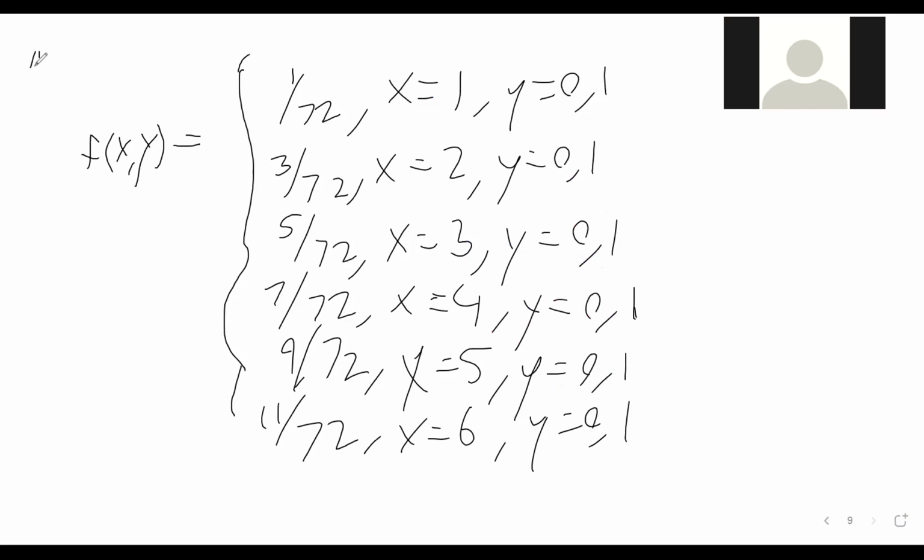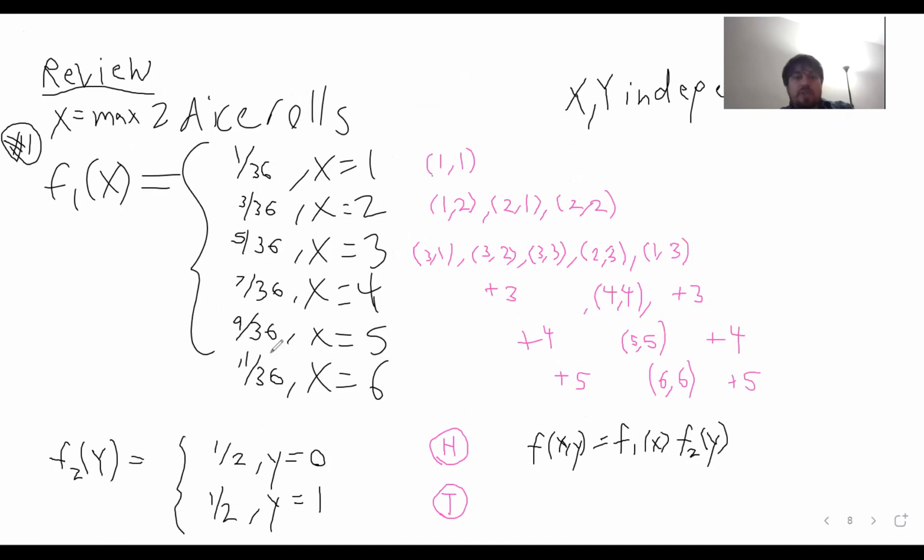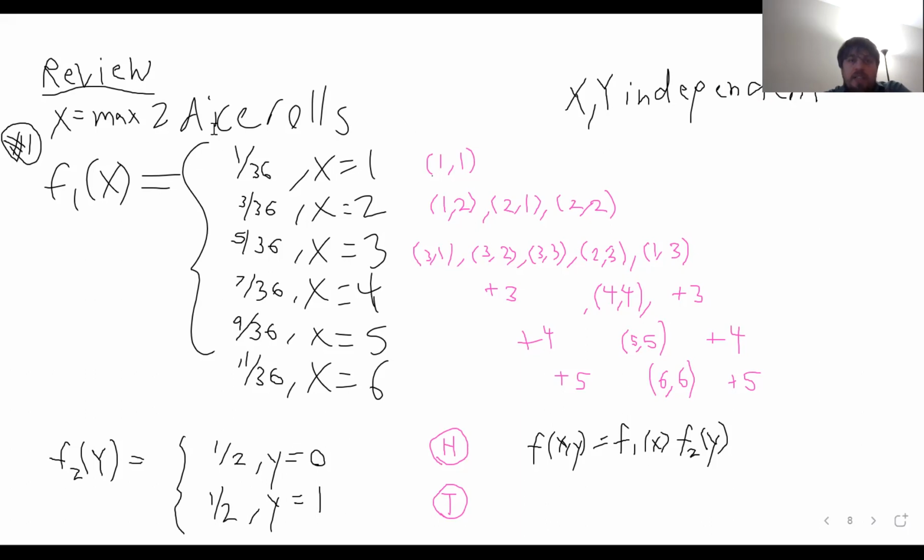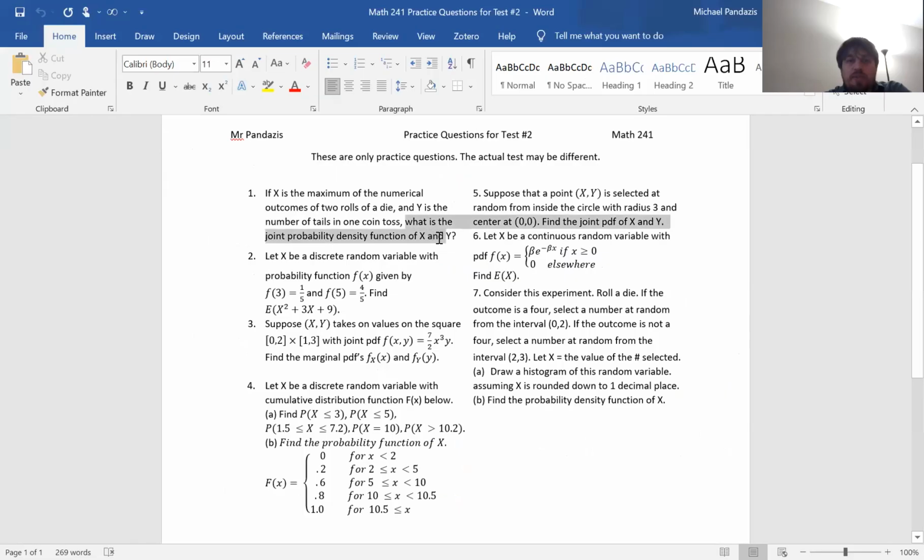Professor, how do you get 72 again? How do you get 72? It's 1/36 times 1/2. Okay, copy. And then 3/36 times 1/2, 5/36 times 1/2, and so forth. Does that make sense? Yeah, it does. Thank you. Okay, good. So then that is the review sheet number 1. So that's going over number 1. We found the joint probability density function of x and y. Okay, let's do number 2.